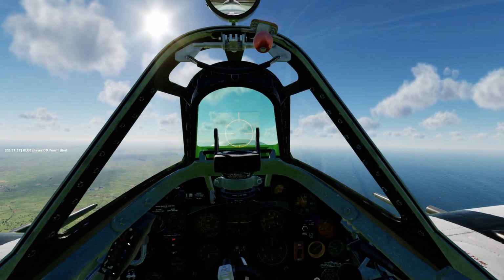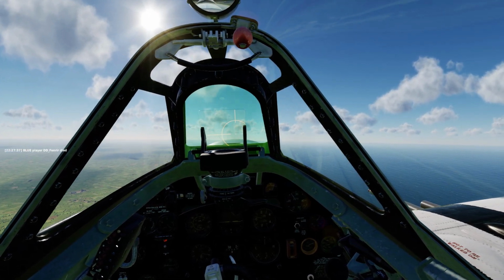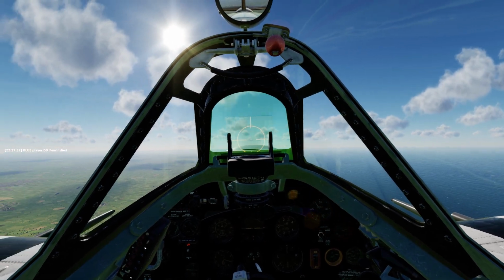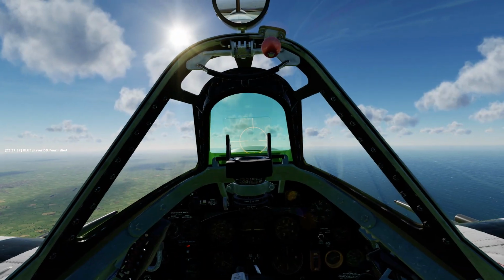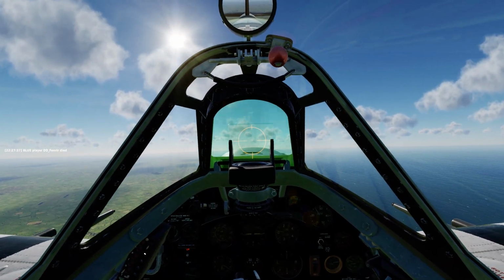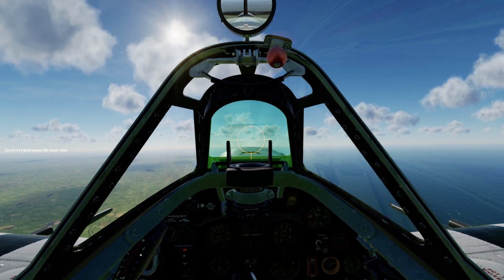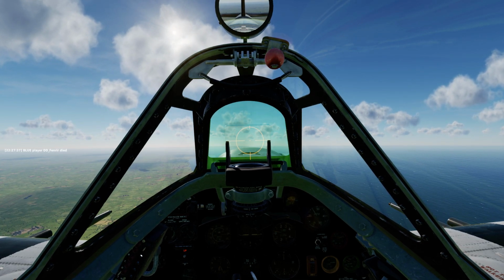More trim required. Let's come back to 2650 RPM and 7 pounds boost. That's our max continuous setting, so it gives us a bit of oomph for manoeuvring, but we shouldn't overheat the engine unless we're very heavy-handed. So let's try and get it levelled out. A bit more trim, a bit more trim, a bit more trim.